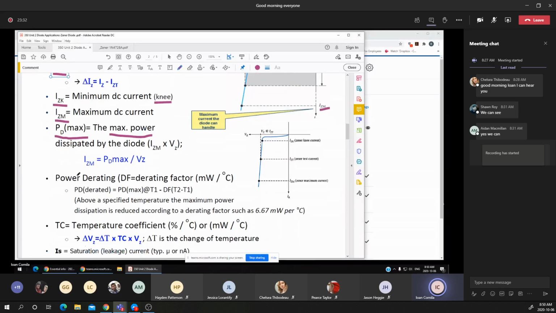We may see in the specs of a diode the IZ max, or the maximum current that can flow through the zener diode, that is not specified, but it specifies the PD or the PD max. If the PD, the maximum power dissipation, is given, knowing the VZ, knowing the PD, we can find what is the maximum current flowing through the diode.